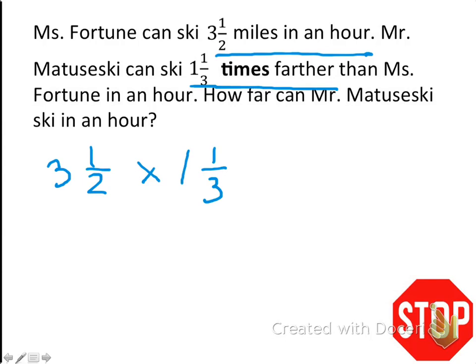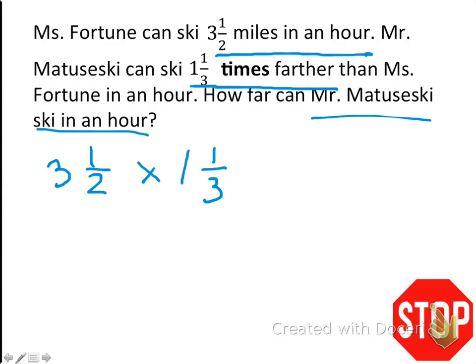That will give me how far Mr. Manaseski can ski in an hour. So now I'm going to follow my steps again. You can have your foldable out beside us so you can see the steps as we go through. The first step is to convert them into improper fractions. So to do that, I take the whole number times the denominator plus the numerator.